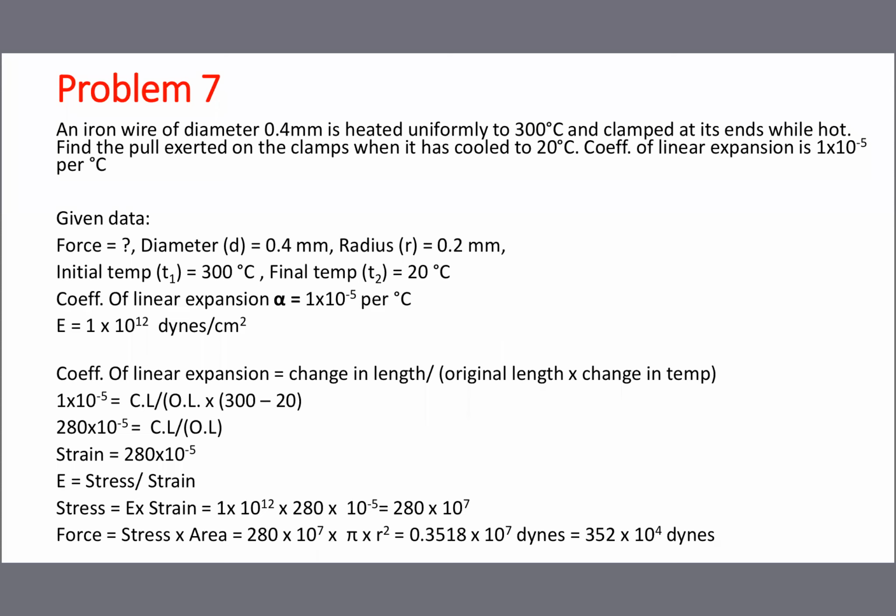Here, in the first line of the given data, force is the question mark. Diameter is given as 0.4 mm, so automatically the radius is 0.2 mm. Initial temperature T1 is 300 degrees centigrade. Final temperature T2 is 20 degrees centigrade. Coefficient of linear expansion is 1 into 10 power 5 per degree centigrade. And the E value is given. So the coefficient of linear expansion is a new formula.